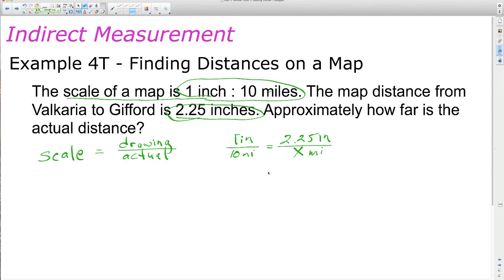So when we solve this proportion, we multiply our cross products, x times 1, which is real easy, that's just x. And that's equal to 10 times 2.25, and of course that's 22.5. The units on that would be miles. Since it says approximately, we could say it's about 23 miles. And I guess technically you could say it's about 20 miles. That number would round to 22. But that's how you use scale to find the distance on a map.